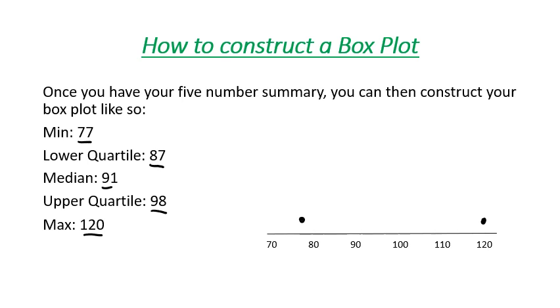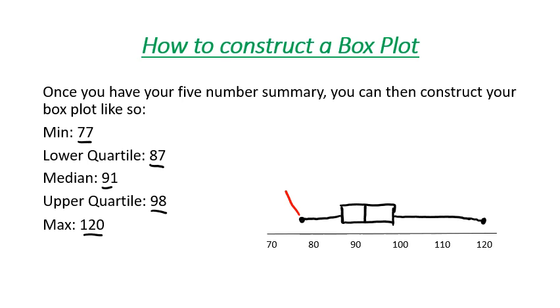Our median value is the middle line, remember, and that's going to be 91. So the median is going to be around about here. Our lower quartile is 87, which is around about here. We're going to put a line. And our upper quartile is 98, which is around here. Now, if we join these together, and then we put in our lines all the way to our minimum and maximum value, you can see that we've constructed our box plot.